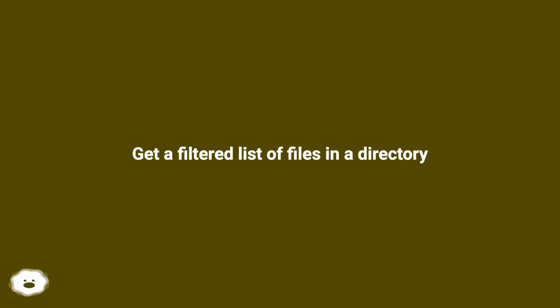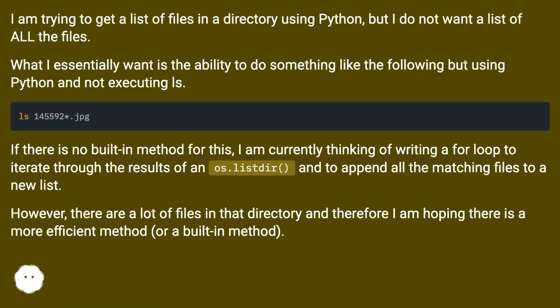Get a filtered list of files in a directory. I am trying to get a list of files in a directory using Python, but I do not want a list of all the files. What I essentially want is the ability to do something like the following, but using Python and not executing ls.